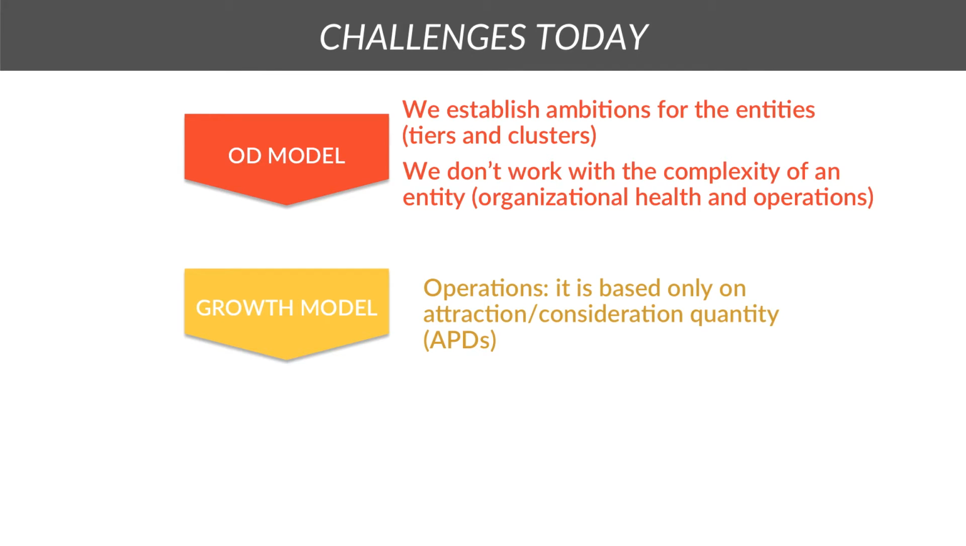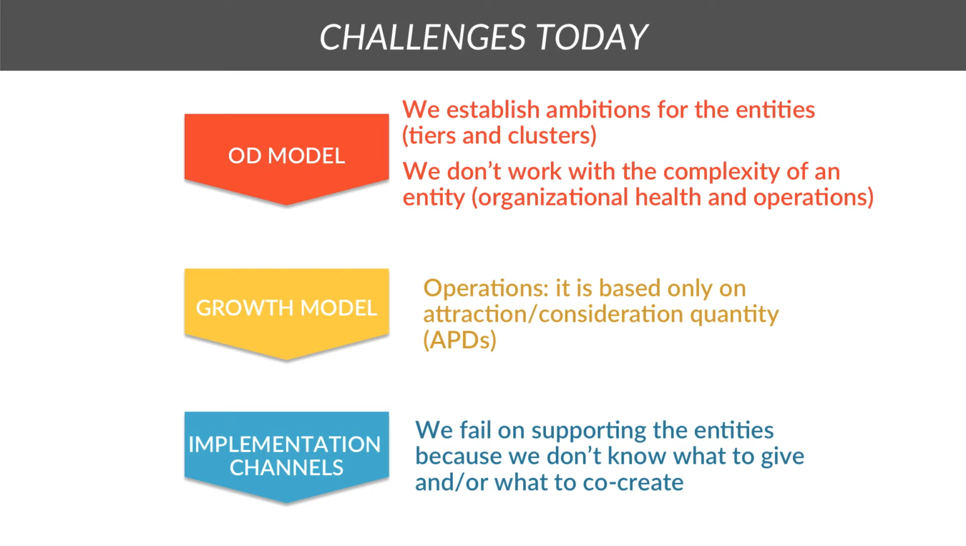The growth model was just looking at the number of attraction consideration that we were doing, meaning the number of approveds that an entity was delivering, which doesn't actually mean that that operation is healthy or is good, because there are plenty of other criteria we should look at to understand if our operation is good or not. And the implementation channels were failing because we didn't know what to give or what to co-create, because the diagnoses were failing, the grouping was failing, and everything. So these were the challenges.